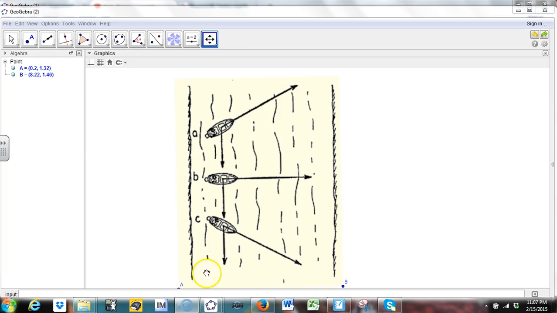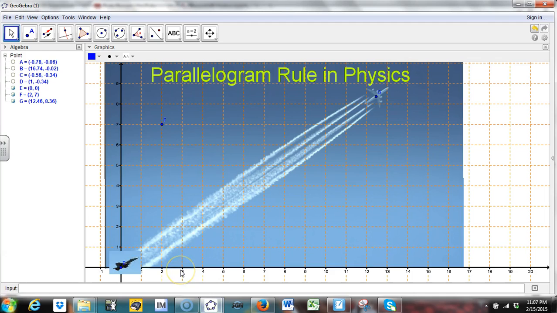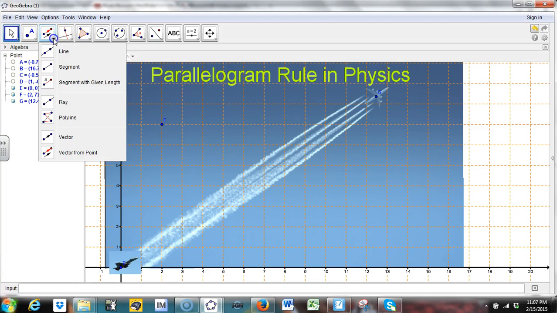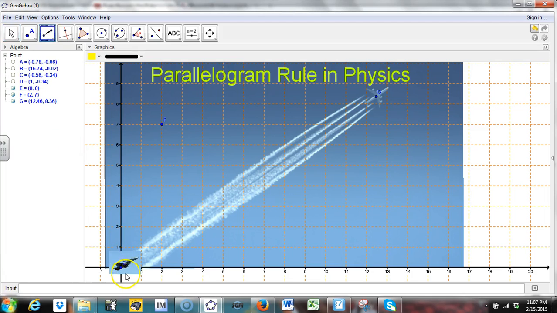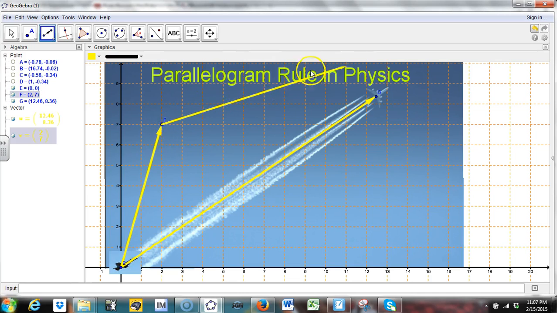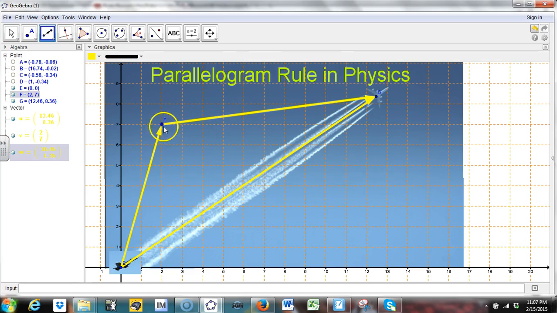To answer that question, we have to learn a rule in physics called the parallelogram rule. So I'm going to use some jets here to answer that boat question. What this rule says is that if this jet flew in this direction, it's the same thing as if this jet flew in some different direction and then a second path. Let's say the jet takes off in this direction for a while, then turns and takes off in this direction, and ends up in the same place.